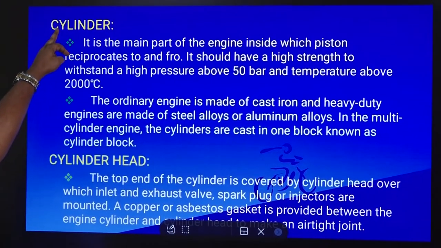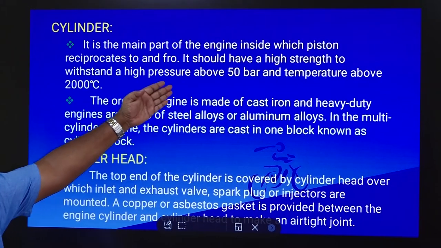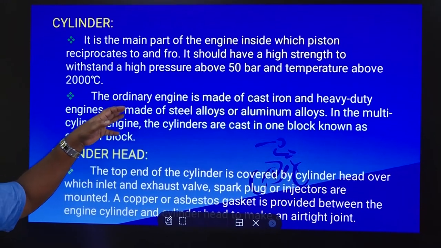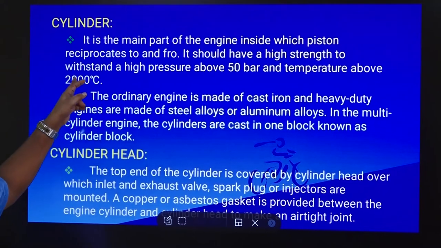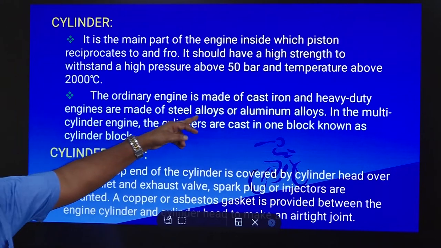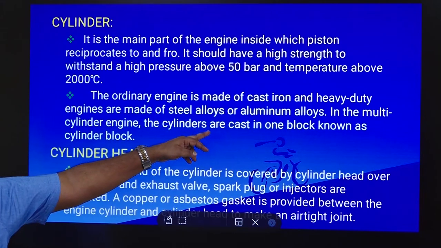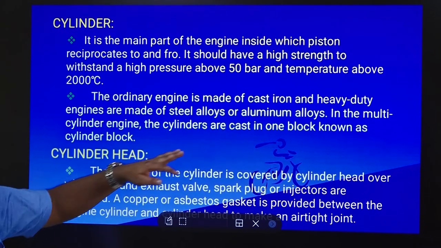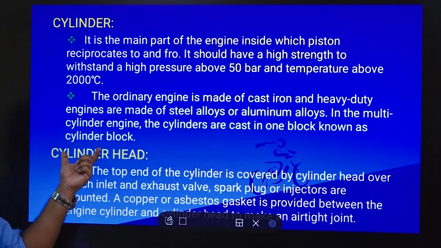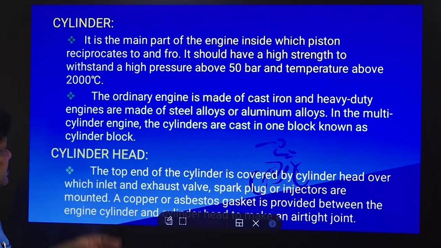When you go to the cylinder, it is the main part, and it withstands around 50 bar pressure and temperatures above 2000 degrees centigrade. So the material from which the cylinder is made should bear these pressures and temperatures. The ordinary engine is made of cast iron, and heavy duty engines are made of steel alloys or aluminium alloys, that is, cast steel. In a multi-cylinder engine, the cylinders are cast in one block, known as the cylinder block. You may have different parts, but everything is in only one block, and that is called a cylinder block.